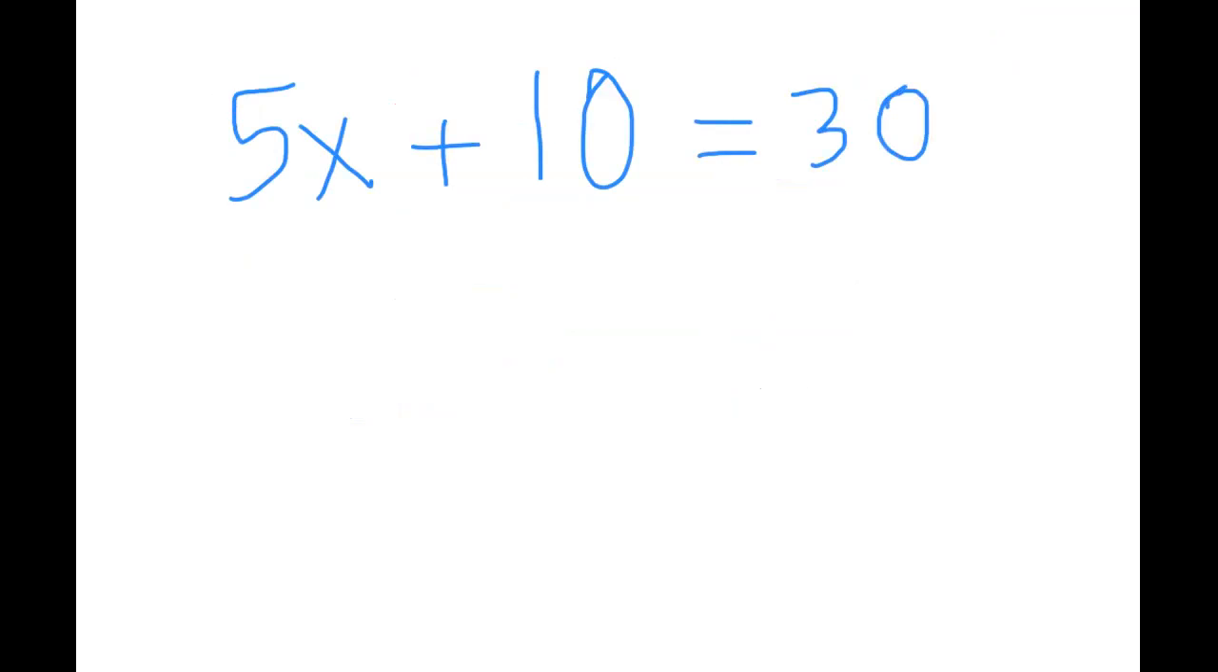And the opposite operation, right? So if I have 5x, and again, remember, 5x means that we're doing 5 times x, so that's multiplication, plus the value of 10 is equal to 30. I don't know the value of x, so I can't add these things up on the left side.